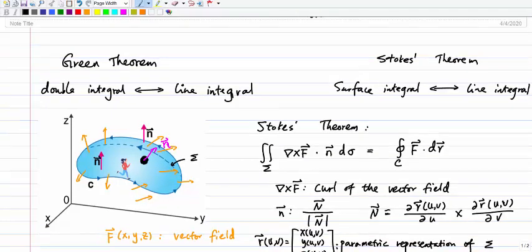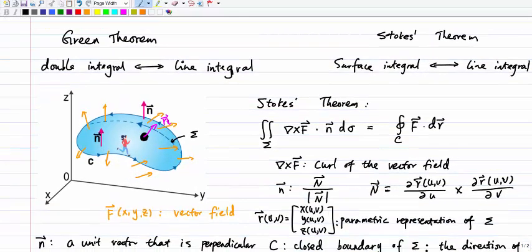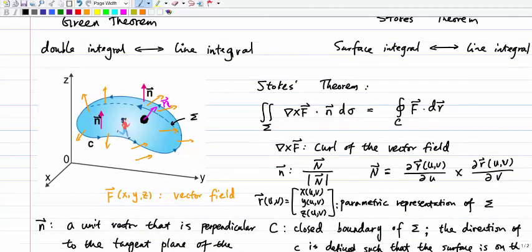Okay, so before talking about that, let me go through the setup of the theorem first before talking about the conclusions. The Stokes theorem talks about a closed surface given by, for example, this figure. So I have a surface represented by sigma, and also the boundary of this surface, which is represented by C. Also, the direction of the boundary is determined this way.